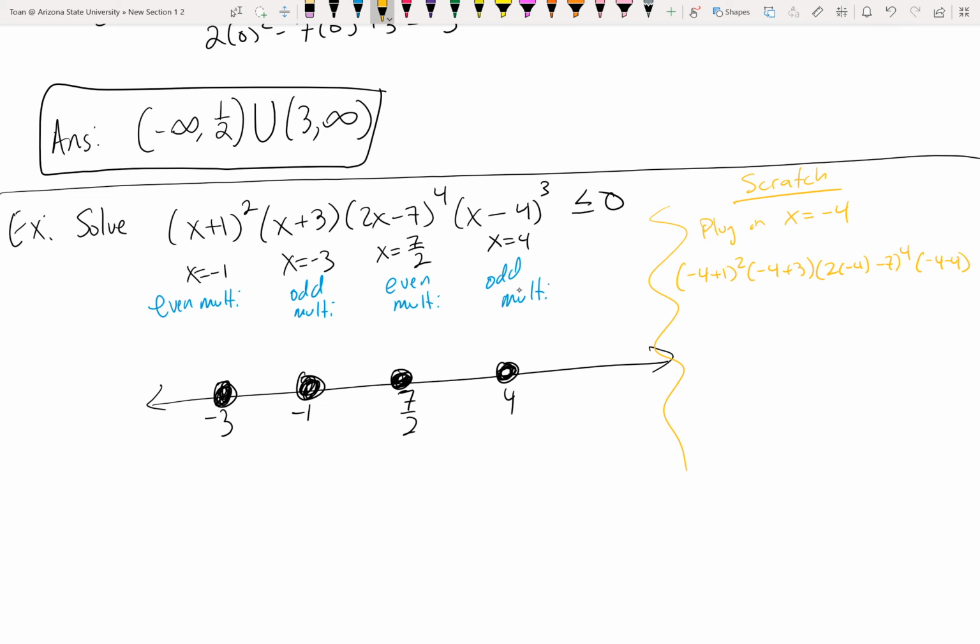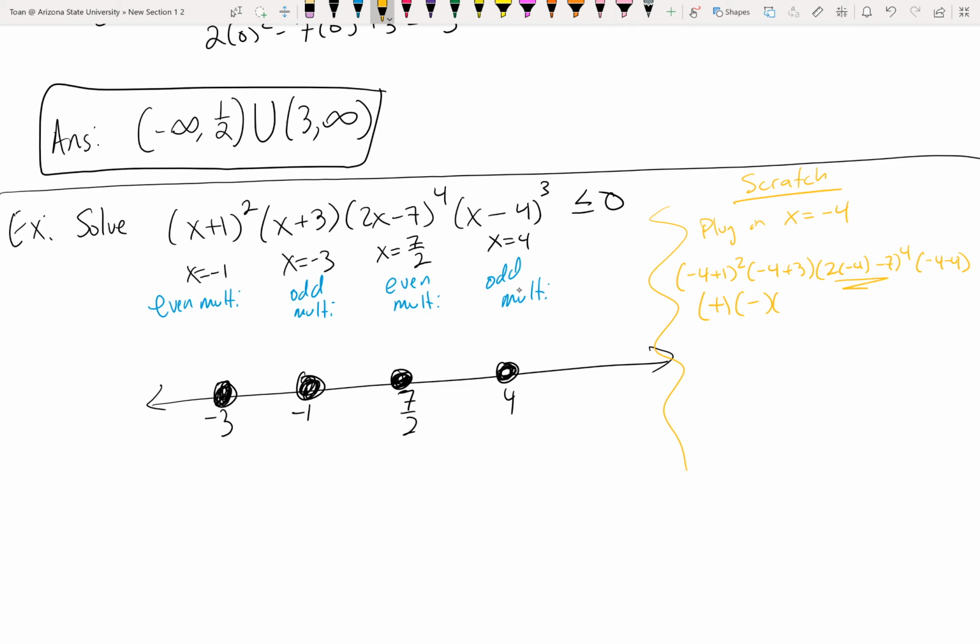So all I'm going to do is just mental math. I'm going to figure this out using mental math. If you can't do that, feel free to use a calculator, and so on. But for the first parentheses, negative 4 plus 1 squared, I don't care what the answer is. The answer is going to be positive. The second parentheses, negative 4 plus 3, is going to give me a negative answer.